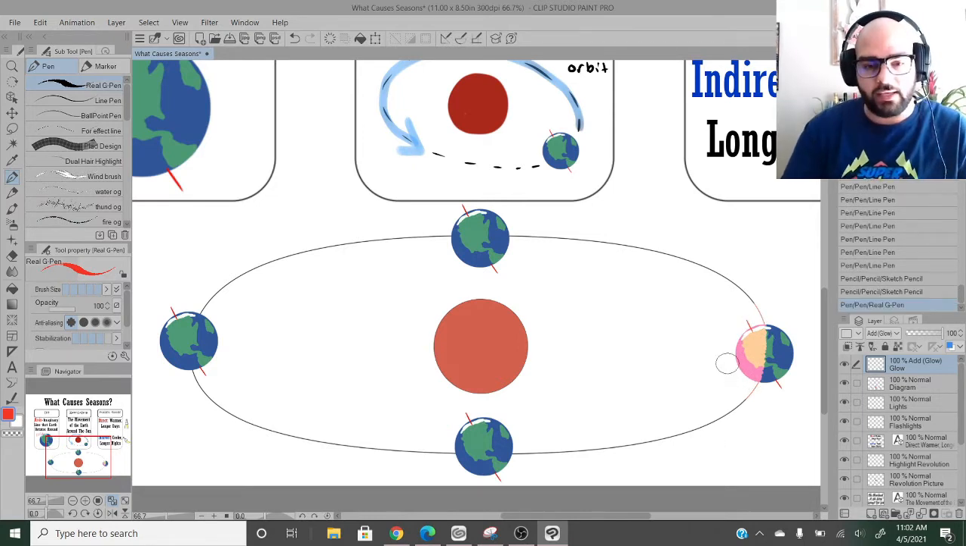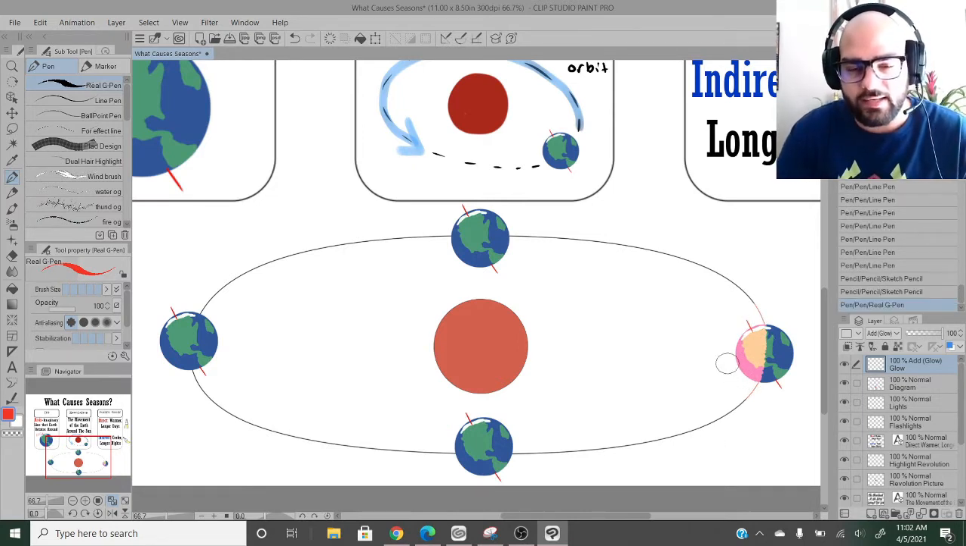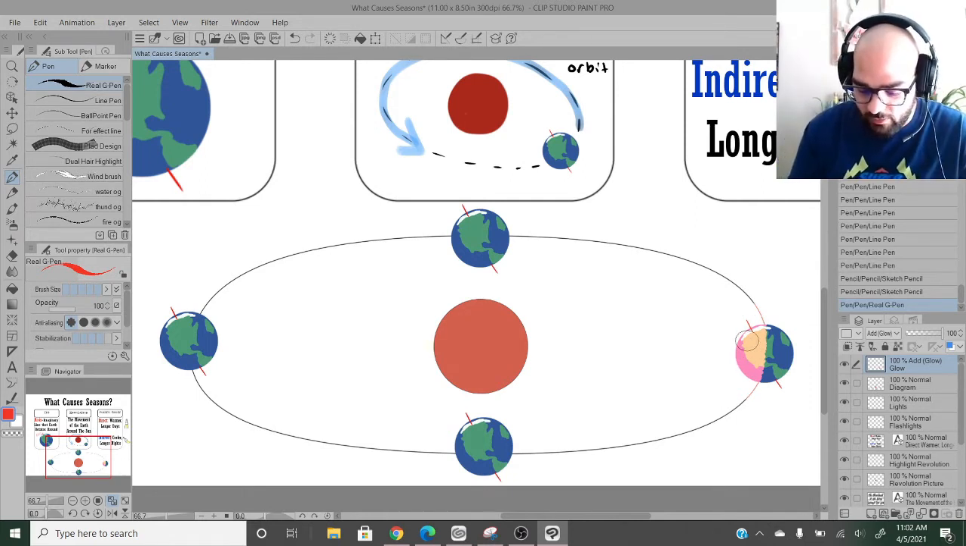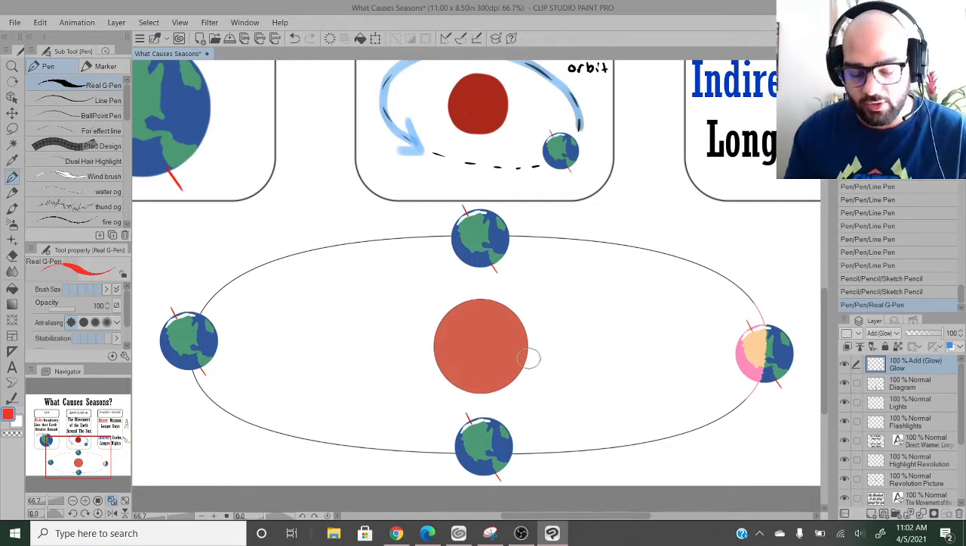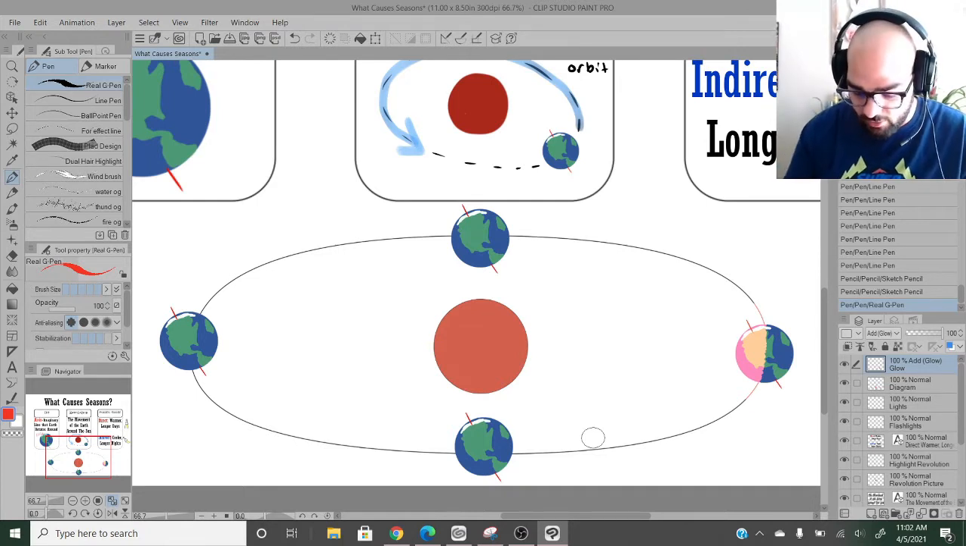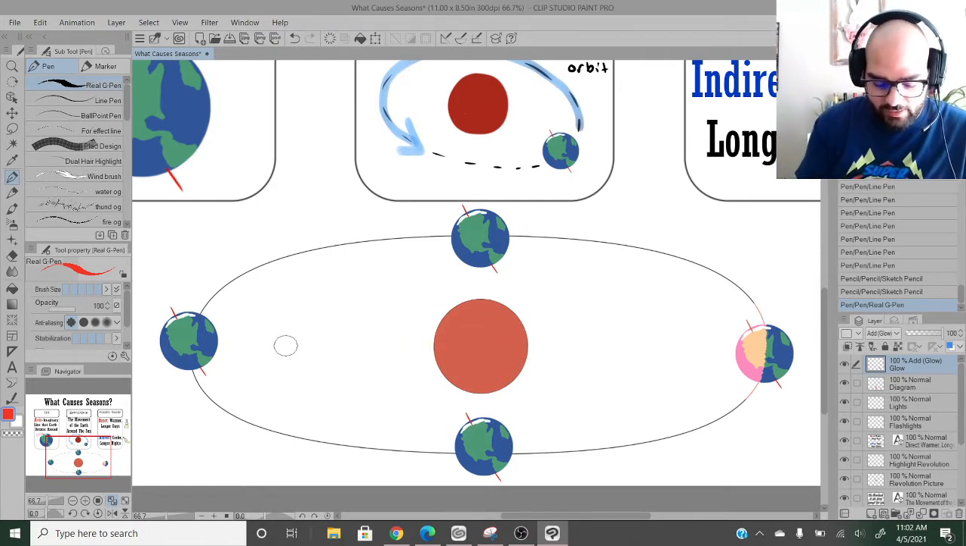So if you were to make a guess right now, which season would this be? Hit pause, think about it, and then unpause to find out the answer. If you guys said summer, then you are correct. When the northern hemisphere is tilted towards the sun, we are experiencing summer, which means we're going to experience longer days and warmer temperatures.